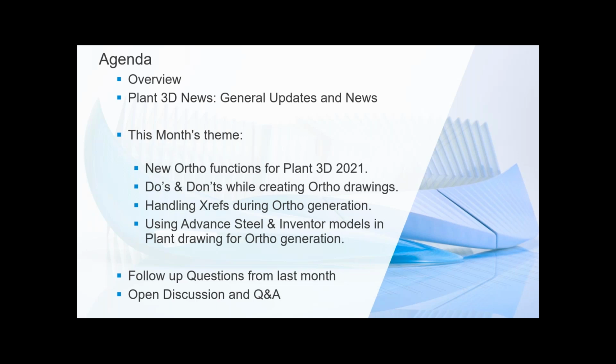We will also cover some tips and tricks around the do's and don'ts when you are creating orthographic drawings in Plant 3D. And then we will also cover a little bit around handling external references during ortho generation, primarily focusing on advanced steel structural models and Inventor models, equipment that you bring into Plant 3D for ortho generation. And with that, we'll also do some follow-up on questions from last month, and finally, we'll open it up for a Q&A segment.